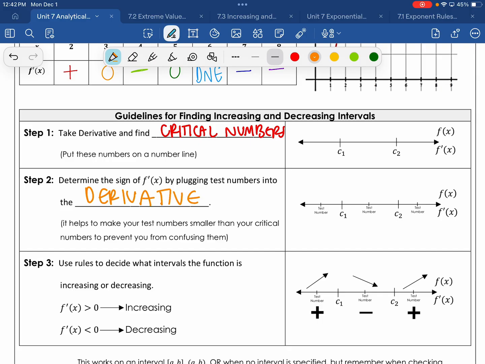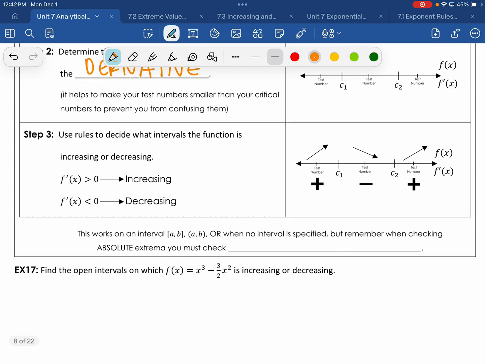Once again, I don't want to plug into the original function if I'm trying to figure out increasing and decreasing, because that wouldn't tell me anything. I have to plug it into the derivative, because if the derivative is positive, my function is increasing. If the derivative is negative, the function is decreasing. And from that information, we can say what my intervals for the increasing and decreasing are.